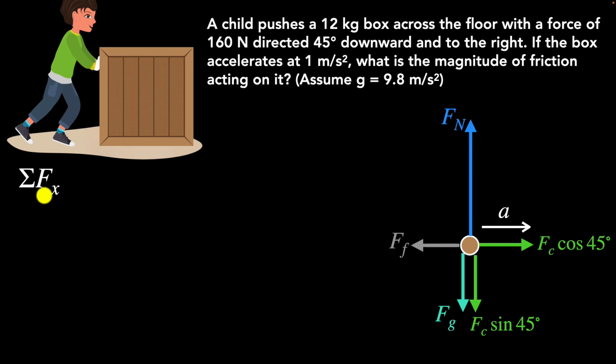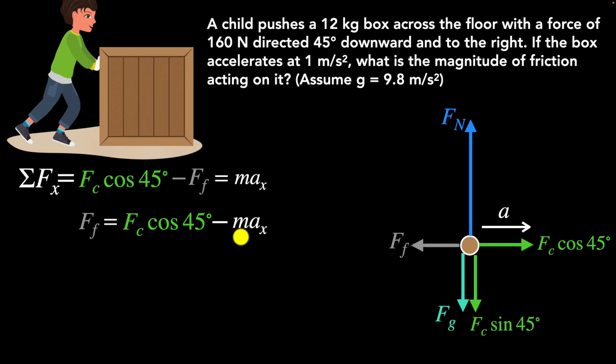So net force in the x direction, what's that going to be? Well, if I choose right side to be positive, this number minus this. So it's going to be Fc cos 45 degrees. Remember, Fc is the force of the child, okay? Minus the force of the friction. This is the net force in the x direction. And I know that equals mass times the acceleration in the x direction. And so from this, I can rearrange to get what the force of friction is going to be. So that's going to look like that.